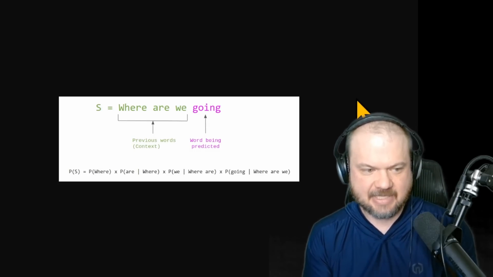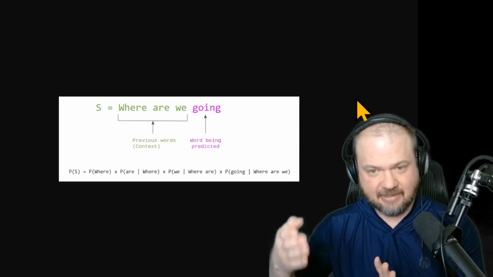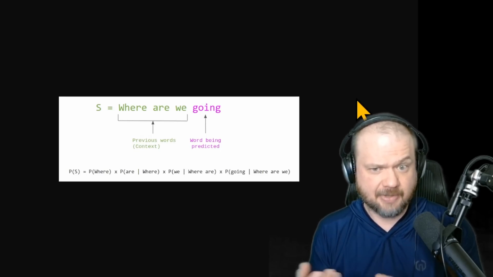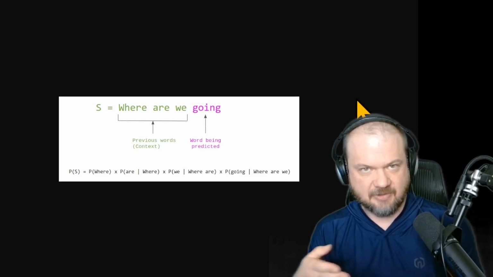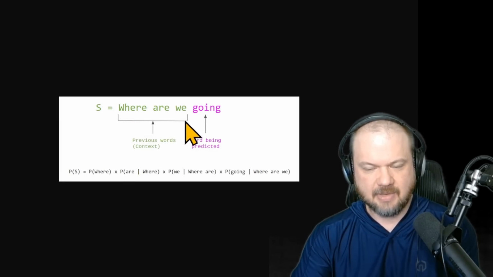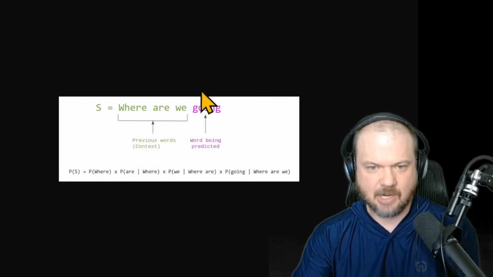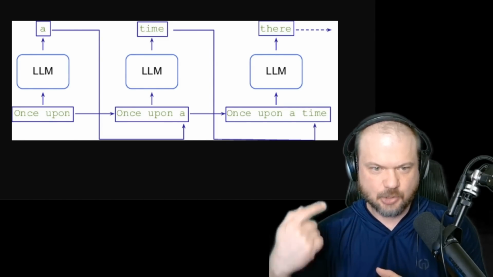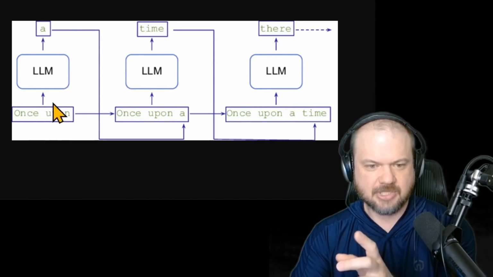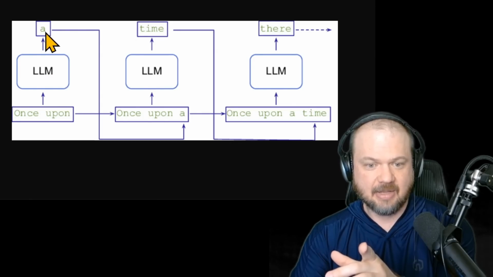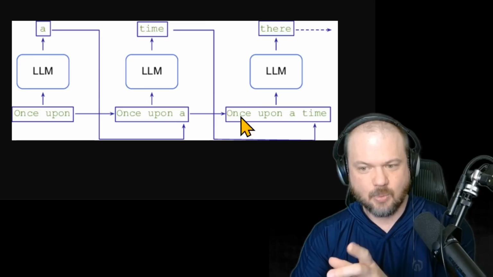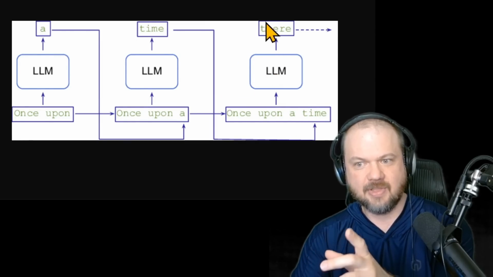So autoregressive means that it spits out some text and it predicts the very next word that is going to come out. And that prediction is based on all the previous words. So the thing that comes before it is the context for what comes next. Where are we? And then going is the prediction. That's autoregressive. And it also goes in a loop each time. So this is actually a great little illustration for it. If it says once upon, the LLM predicts a, and then it starts over. Once upon a, it predicts time. Once upon a time, it predicts the next word there.